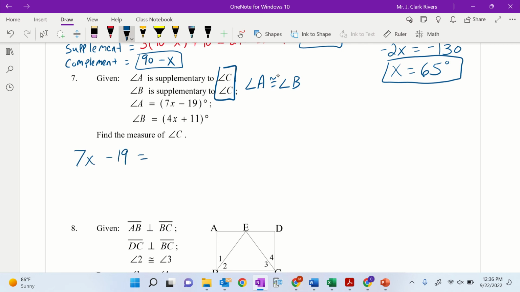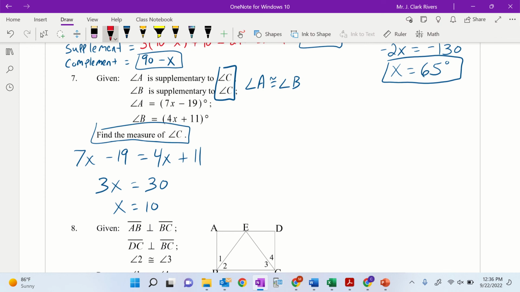So A is 7x minus 19. That is equal to angle B, which is 4x plus 11. I'm going to subtract 4x on both sides, giving me 3x on the left. I'm going to add 19 to both sides, which gives me 30 on the right, and x equals 10. X equals 10. That is not what we're asked to find, though. We're asked to find the measure of angle C.